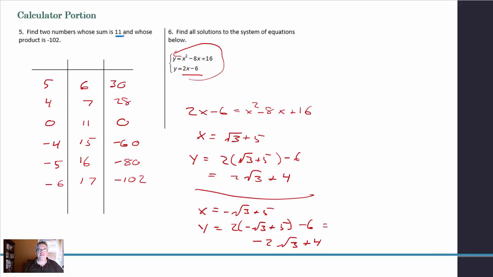So you start by dividing the sum by 2. 11 divided by 2 is 5.5. So I rounded the first one down to 5, and the second one up to 6. 5 plus 6 is 11, and that's where I start.